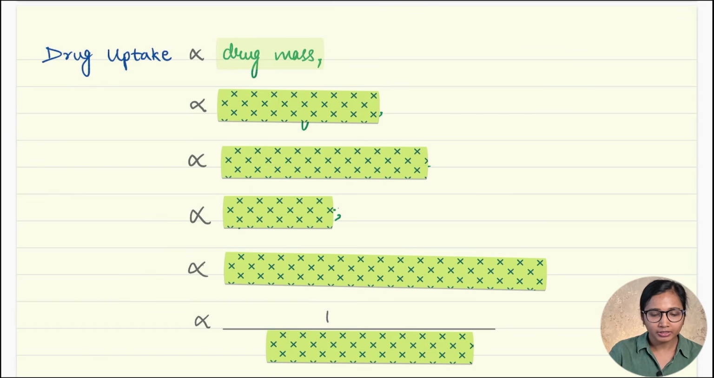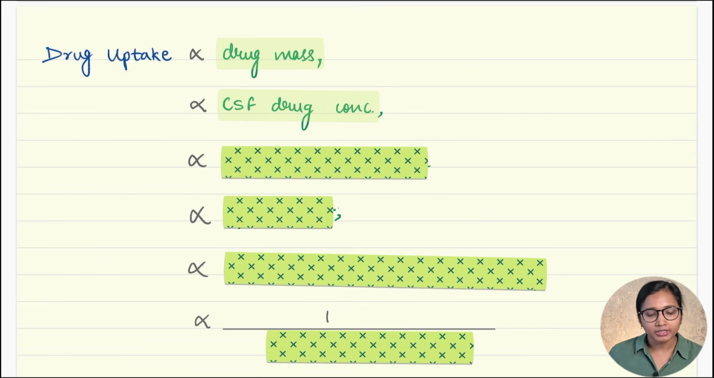The first factor is drug mass. Suppose we take 5 milligram of bupivacaine versus 10 milligram of bupivacaine. The patient with 10 milligram of bupivacaine will have earlier drug uptake as compared to 5 milligram bupivacaine.